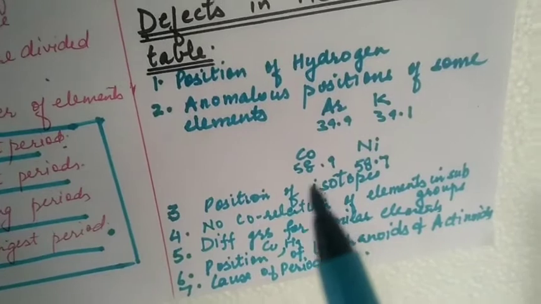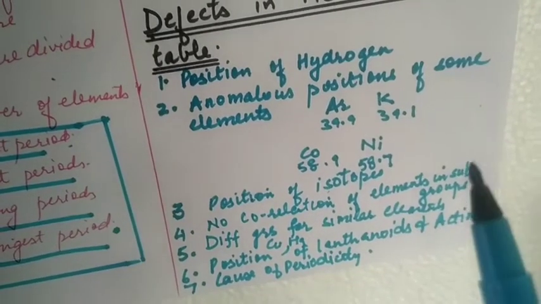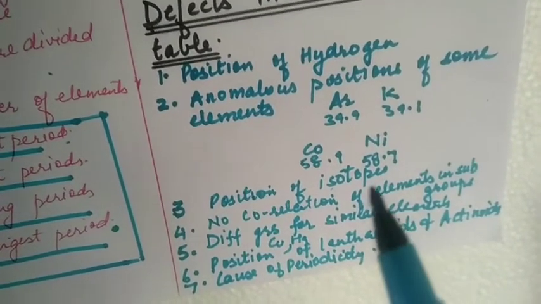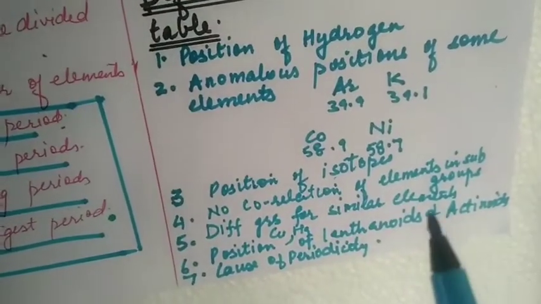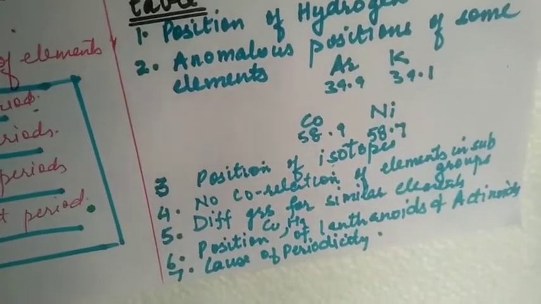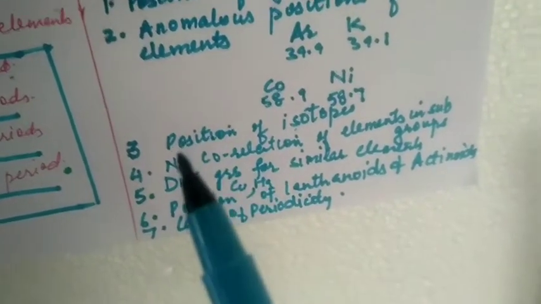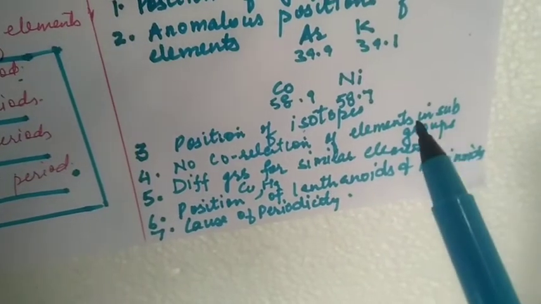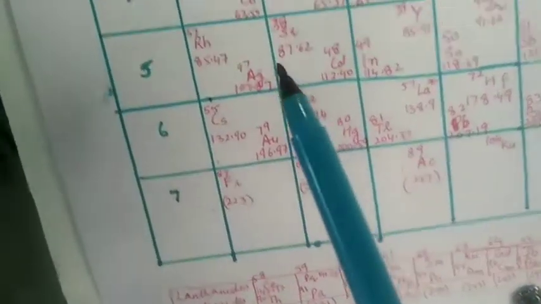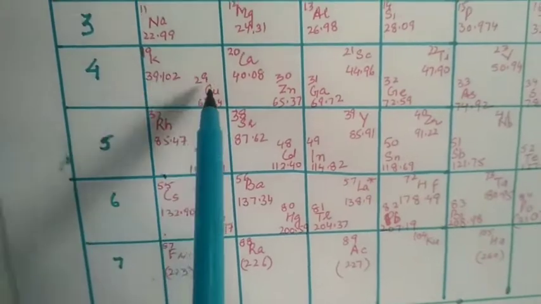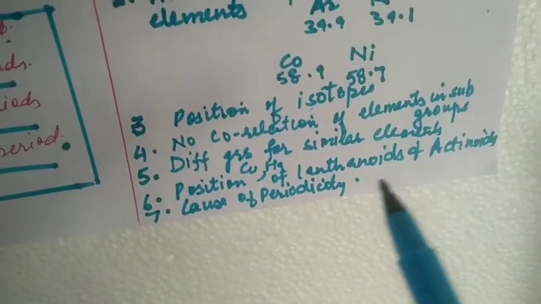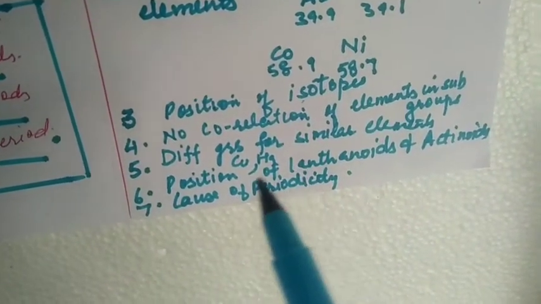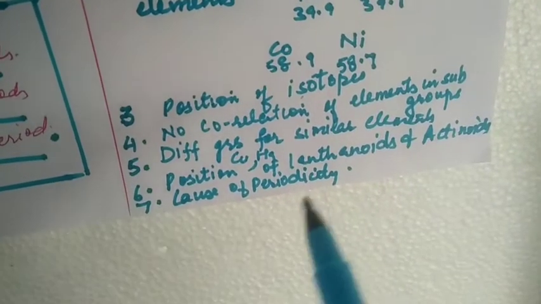Then position of isotopes. As Mendeleev had arranged elements in order of increasing atomic masses, isotopes of the same element which have different masses should have been placed in different positions, but Mendeleev gave them the same position. Then no correlation of elements in subgroups. For example, copper and potassium did not have any resemblance, but they were placed in the same group. Then different groups for similar elements. Copper and mercury have similar properties, but they are given different groups.